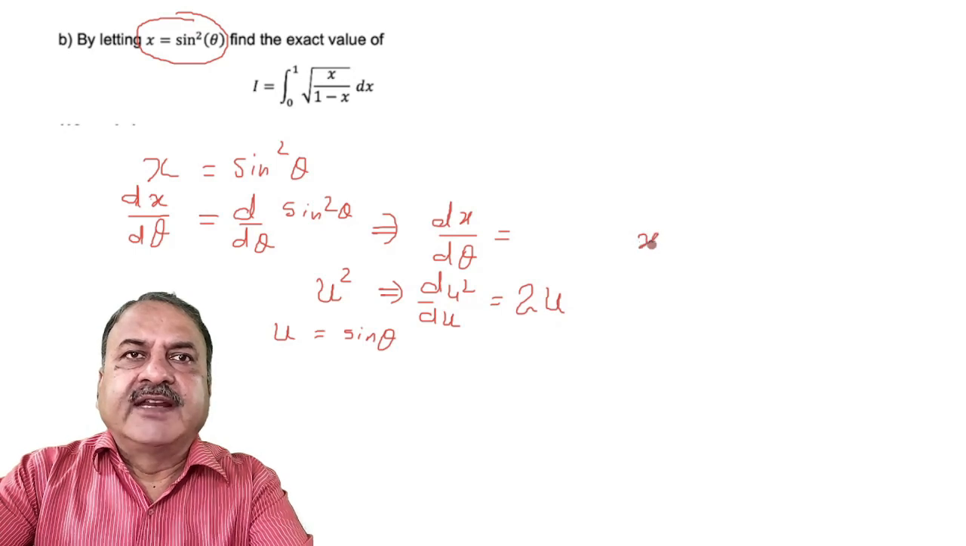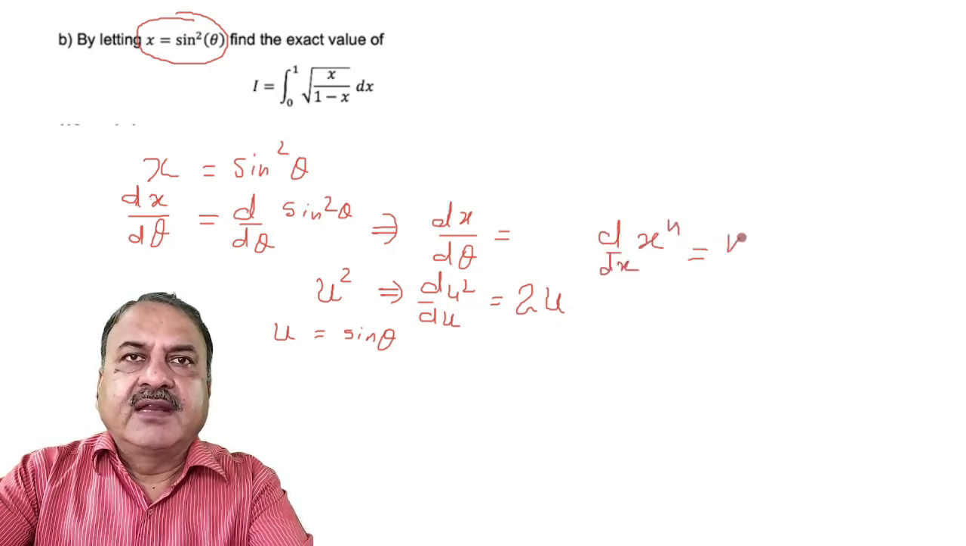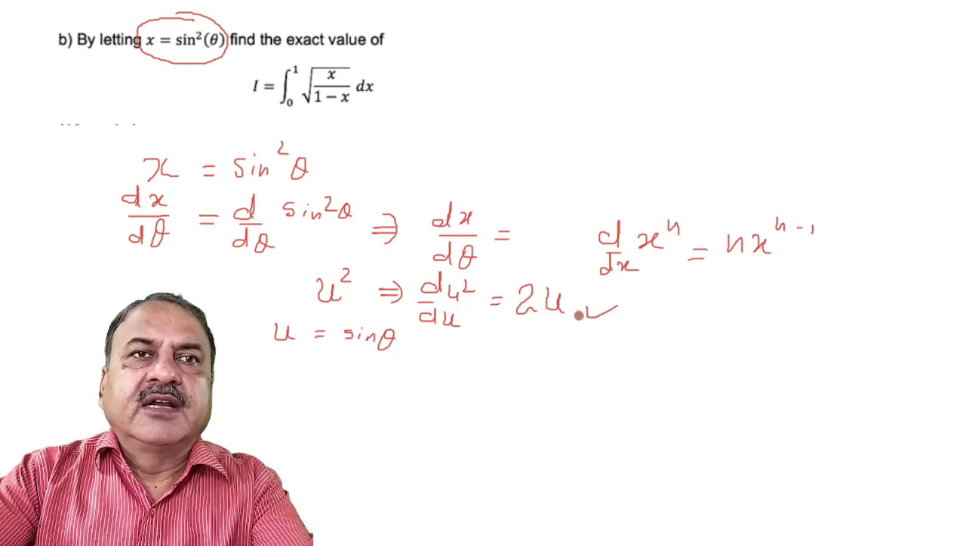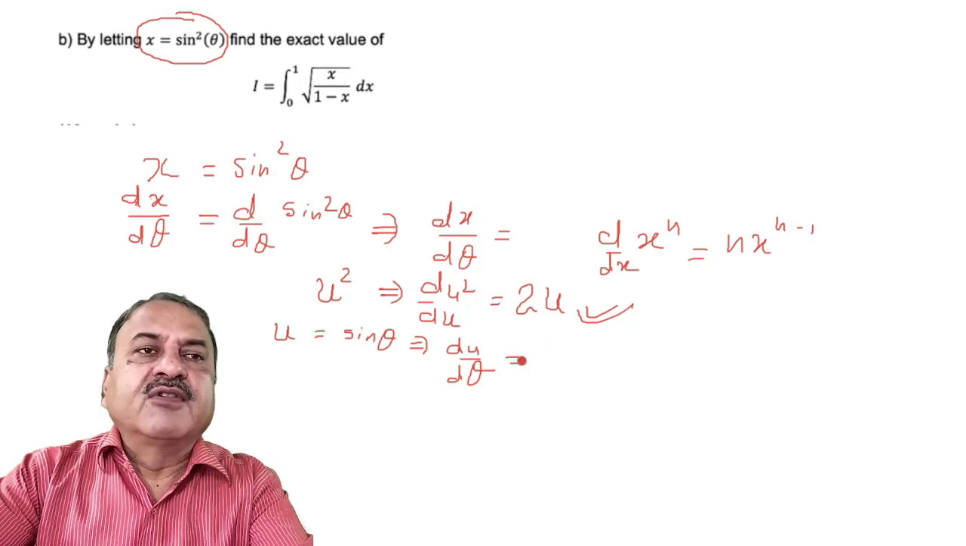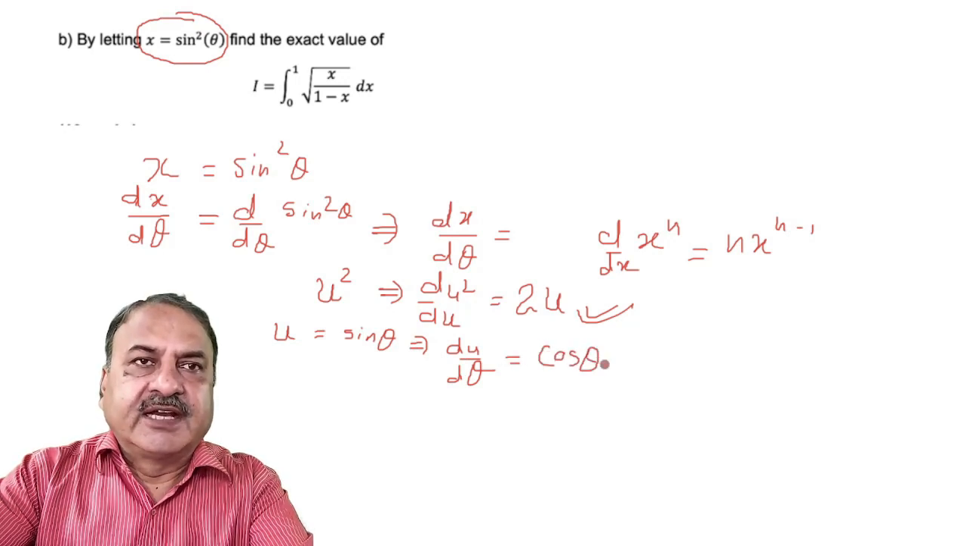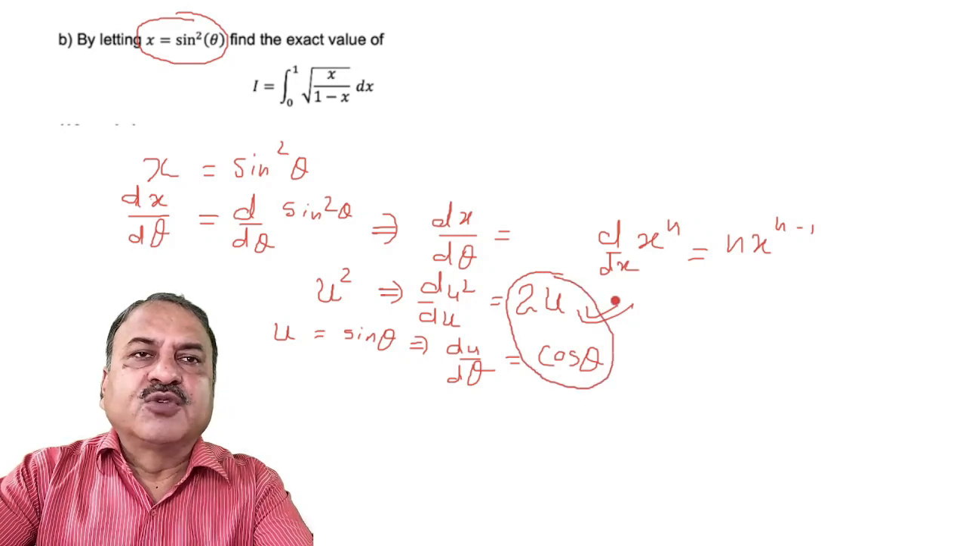We use the identity that the derivative of x to the power n is n x to the power n minus 1. So we get 2u here. Now u equals sine theta, so du by d theta equals the derivative of sine theta, which is cos theta. Now we have to multiply these derivatives together.